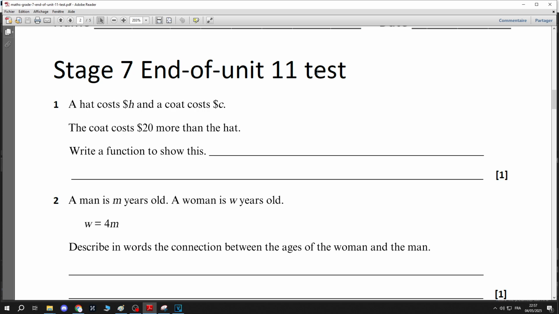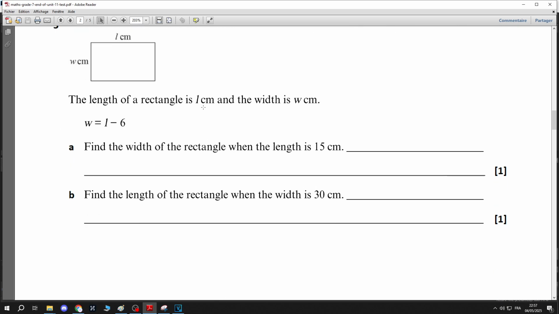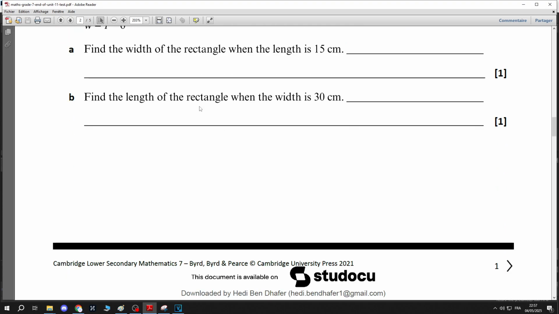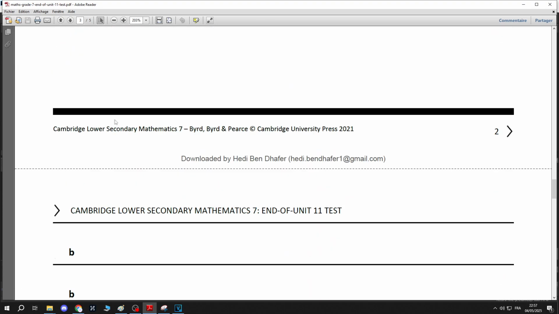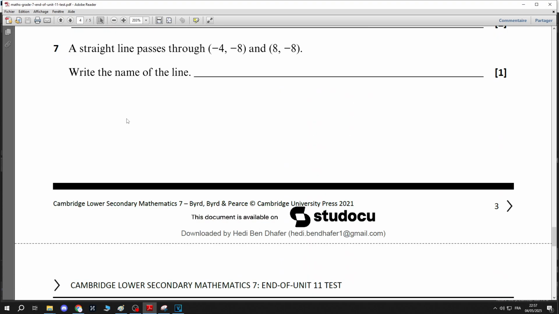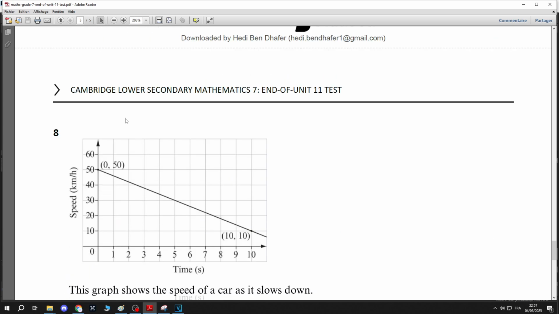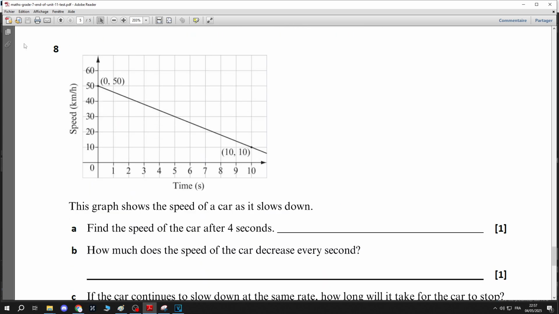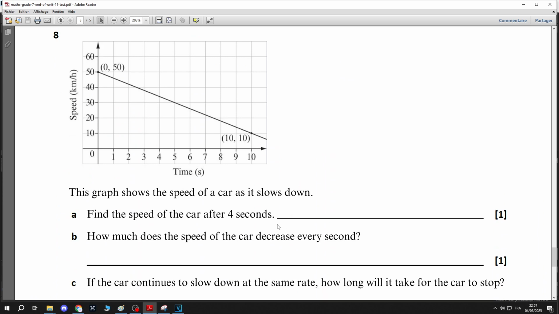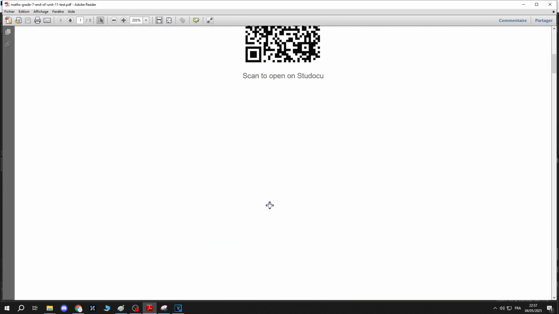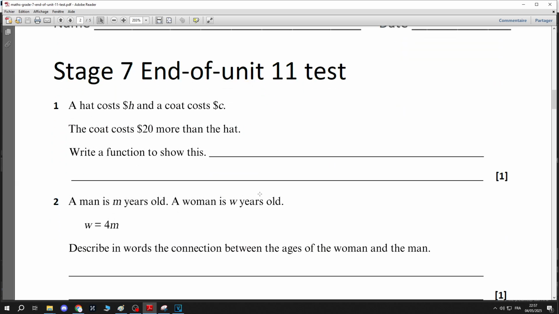Now, what we're dealing with for the final video is this Stage 7 end of Unit 11 test. You might wonder why there's no 11.4 video, but worry not, because 11.4 is more about applying the knowledge that you have acquired through exercises for the most part. And exercise 8 shows exactly that. So without further ado, let's start with exercise 1.